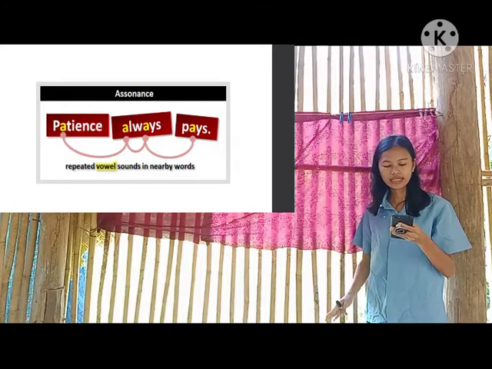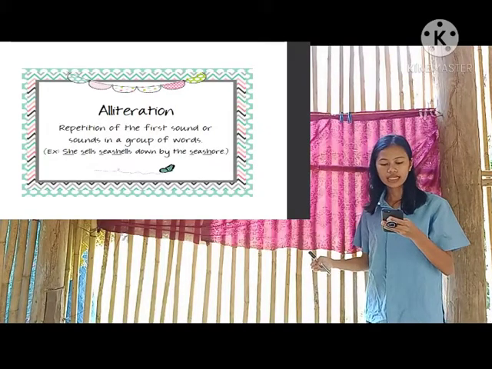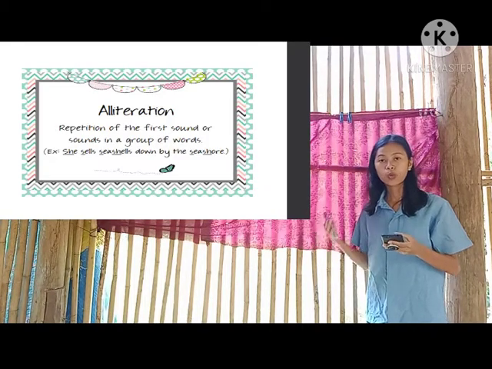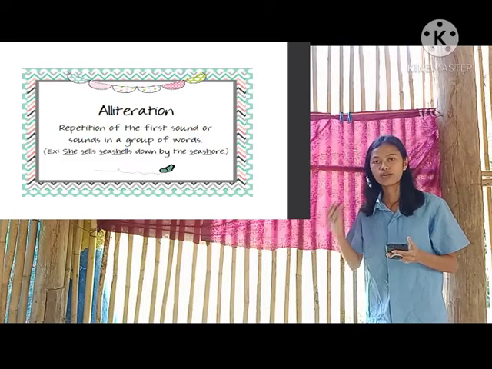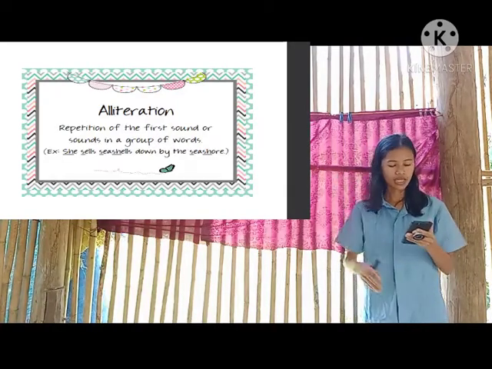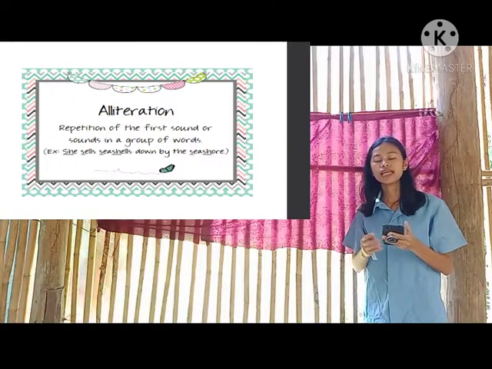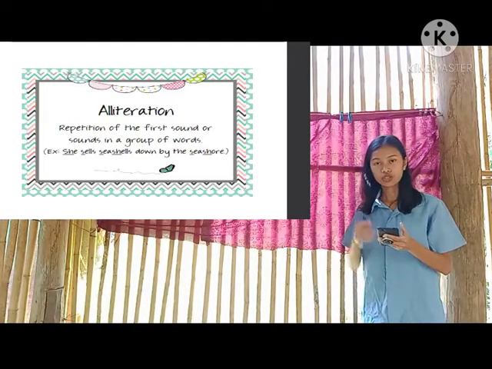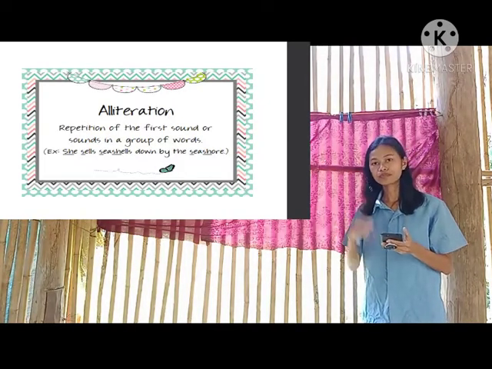So remember that, class? And for our next one, the alliteration. So when we say alliteration, this is the repetition of the first sound or sounds in a group of words. So remember class, this is the repetition of the first sound or sounds. So our example here, Anna, please read. Okay, correct. She sells seashells down by the seashores. So the repeated sounds here are the sounds of the letter S and SH, which are located in the beginning of the words.